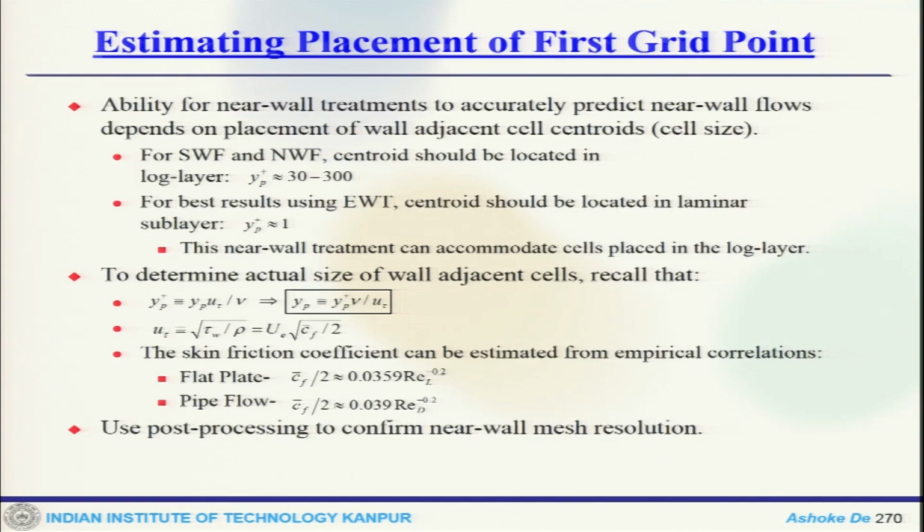This is about estimating the first grid point, because once you use the wall treatment, you have to estimate your first grid point, or the size of the grid point. The details you can find in any turbulence modeling book, on what the value of y plus would be. This is a critical parameter that one has to look at.